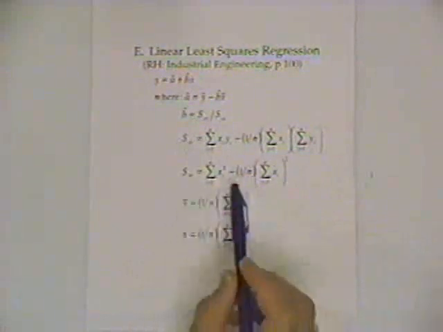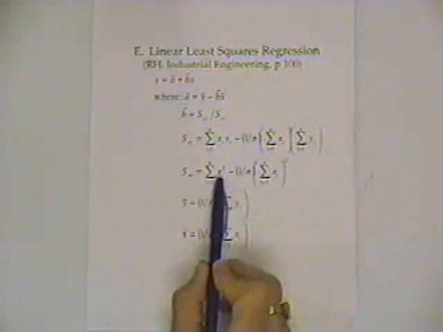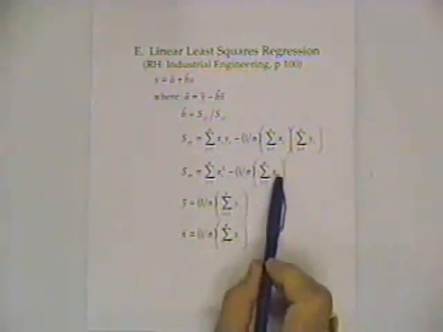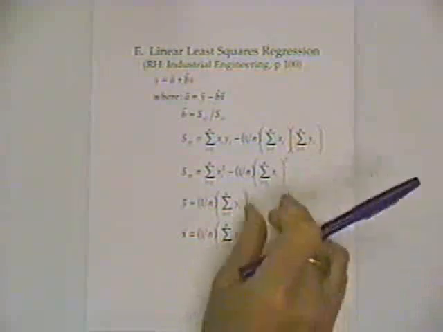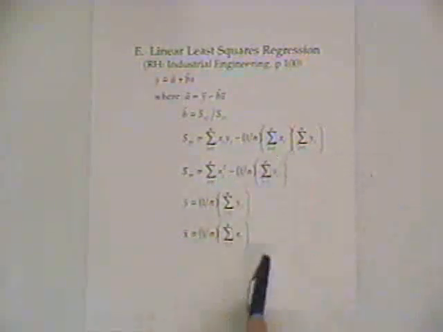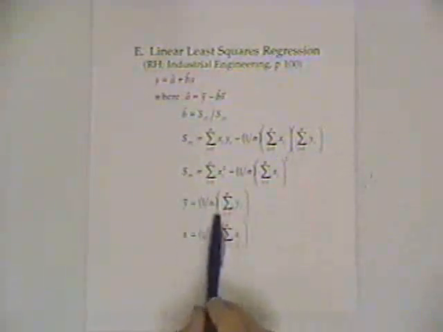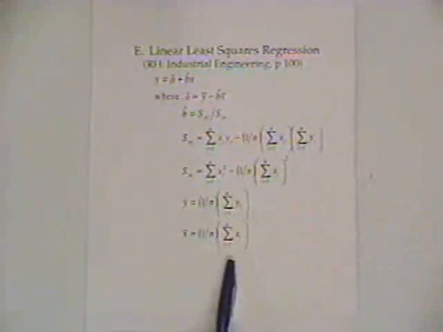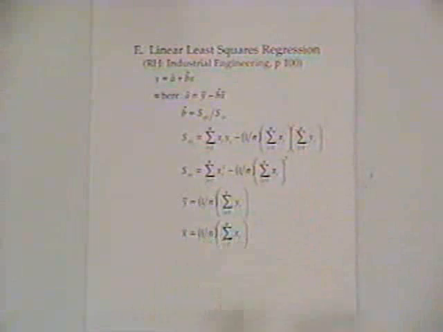Calculate the value of S sub xx as the summation of each x data point squared, minus 1 over n times the summation of the x data points, and that entire summation is then squared. Y bar is then just the mean or average value of the y's, and x bar is the mean or average value of the x's: the summation of the values divided by the number of data points.